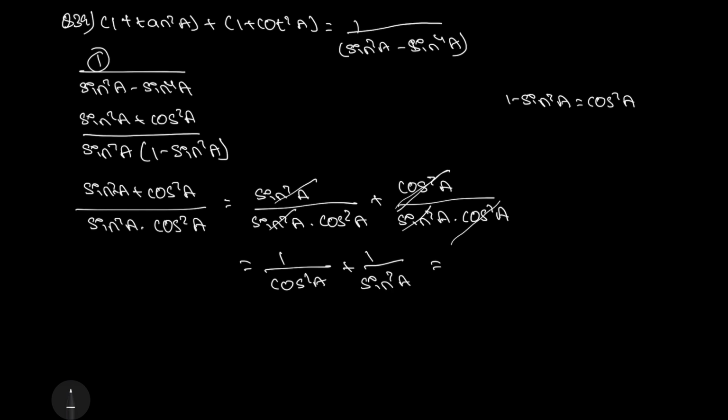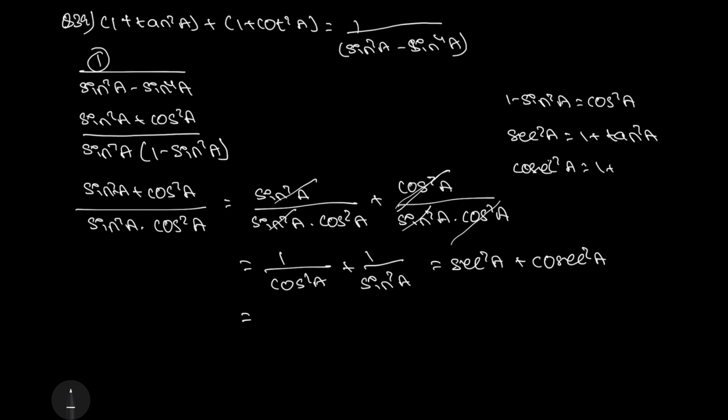Inverse of cos is nothing but secant square A, inverse of sine is nothing but cosecant square A. And we have our identities. Secant square A can be written as 1 plus tan square A, and cosecant square A can be written as 1 plus cot square A, which is our required LHS.